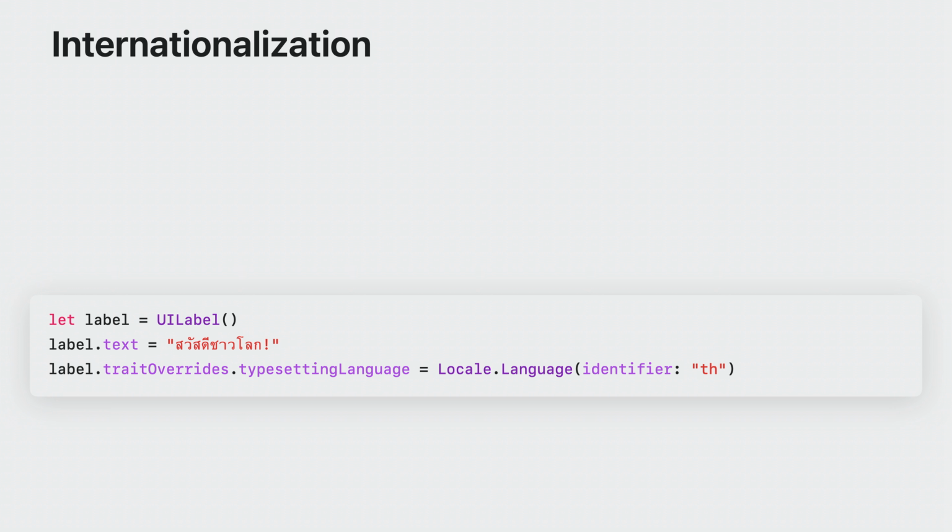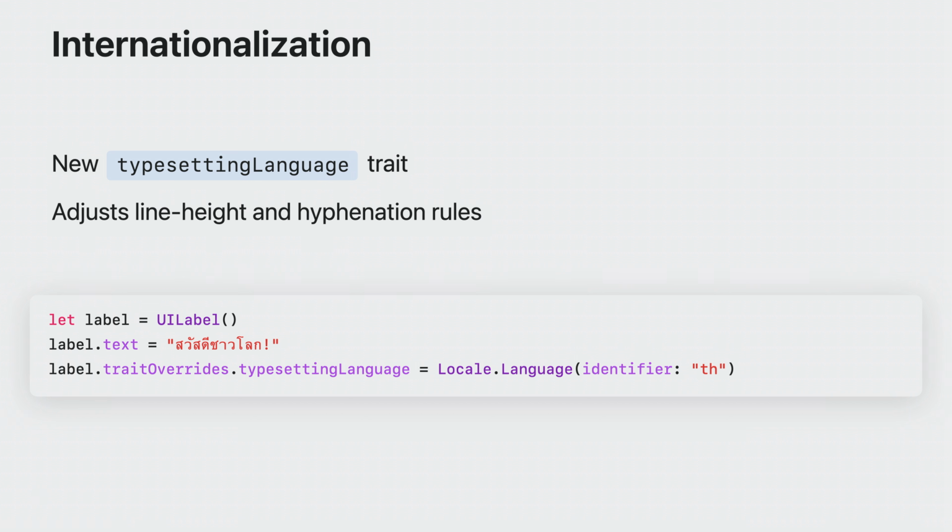In certain situations, a significant portion of the UI may be displayed in a language that differs from the user's selected language. For example, when the content comes from the web. In these cases, you can use the new typesetting language trait to indicate the interface's language, which will help adjust line height and hyphenation rules accordingly.